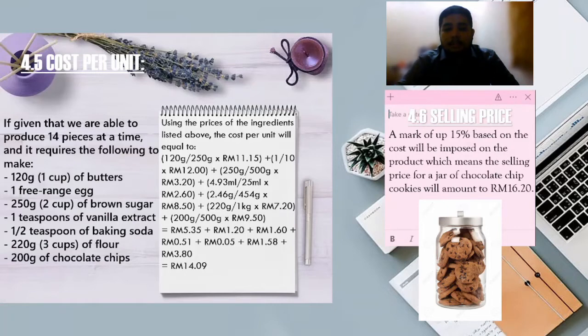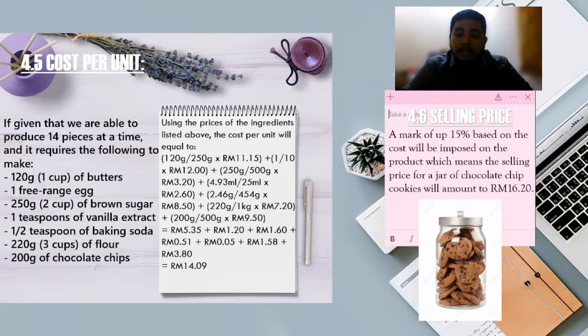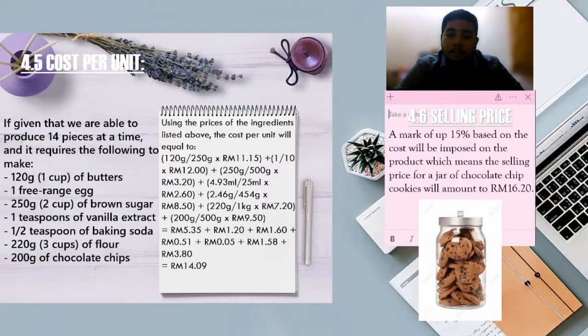Right now, we will go to selling price. A markup of 50% based on the cost will be imposed on the product, which means the selling price for a jar of chocolate chip cookies will amount to 60.20 ringgit.